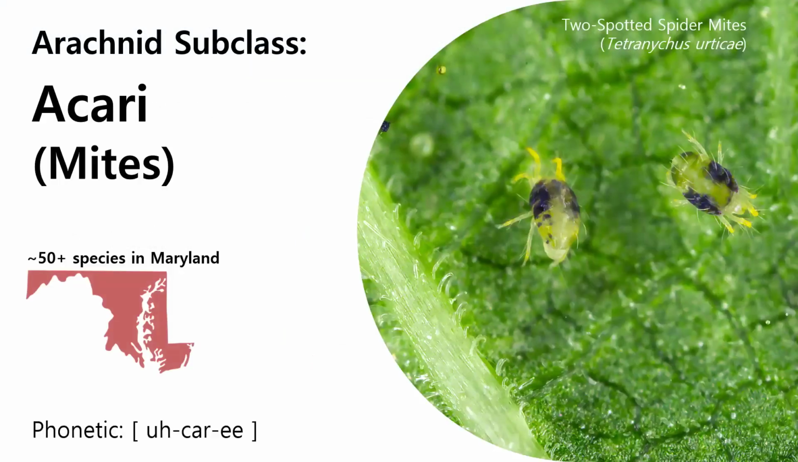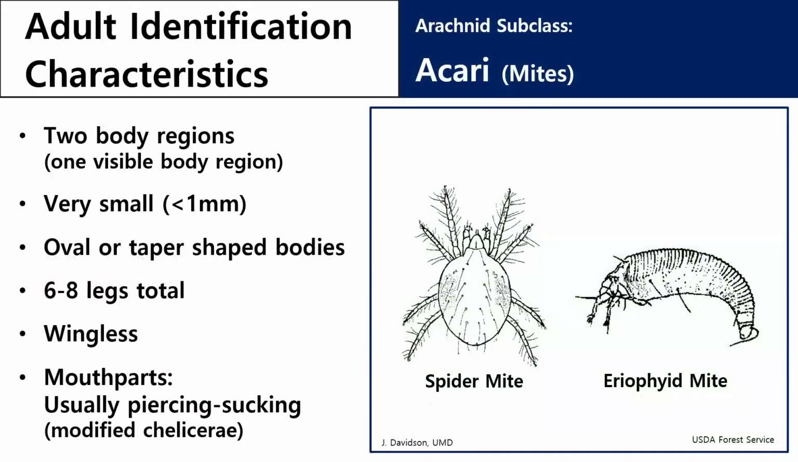And then last but not least, we're going to reverse back. So we're not talking about an insect right now. We're talking about an arachnid in a subclass called Acari, which includes things like mites, which are common pests in our green spaces. So for mite adult identification, instead of 3 main body regions like our insects, we have 2 main body regions. Typically 1 visible one, especially since mites can be very tiny. Very small, less than a millimeter typically in size, oval or tapeworm shaped.